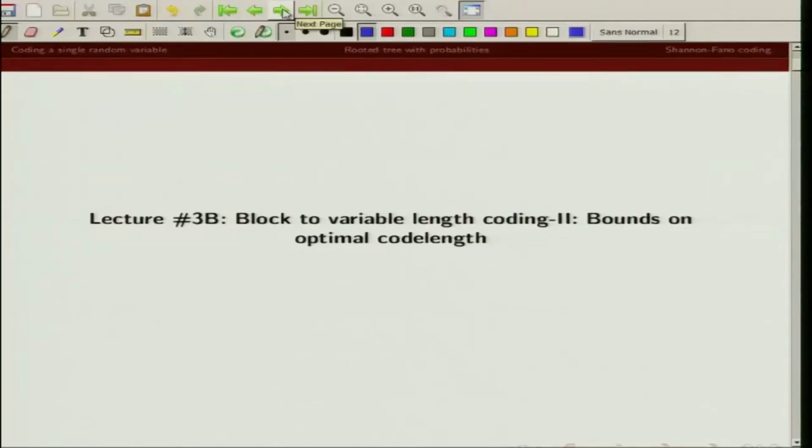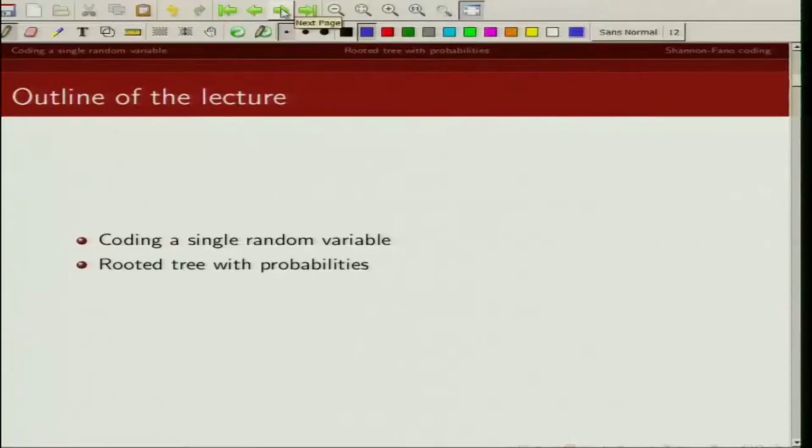Welcome to the course on an introduction to information theory. So we will continue our discussion on block to variable length coding, and in this lecture we are going to talk about what the bounds on optimal code length for block to variable length coding are. To get to those bounds, we will define what we mean by a rooted tree with probability, and then we will derive the bounds on optimal code word length, and next we will talk about a prefix free code which is known as Shannon-Fano codes.